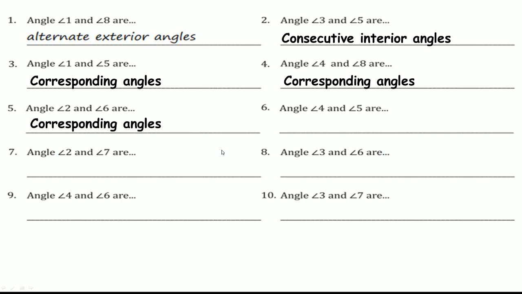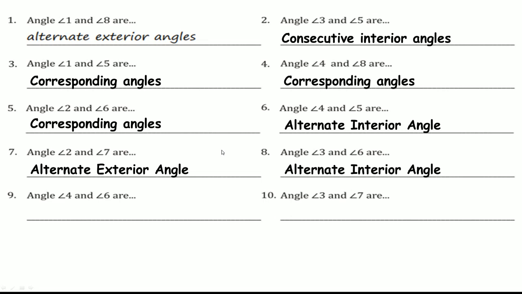4 and 5 are alternate interior. 2 and 6 are your corresponding because you're in the same spot. 4 and 5 look like they're flipping on the inside, so they're alternate interior. 2 and 7 are flipping, but they're on the outside, so that is called alternate exterior. 3 and 6 are on the inside and they're flipping, so they're alternate interior. 4 and 6 are on the same side, on the same line, so they make a linear pair, so that's consecutive interior. 3 and 7 are your clones, and that is your corresponding angles.